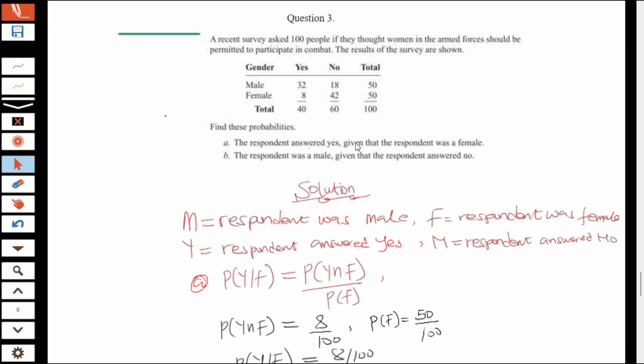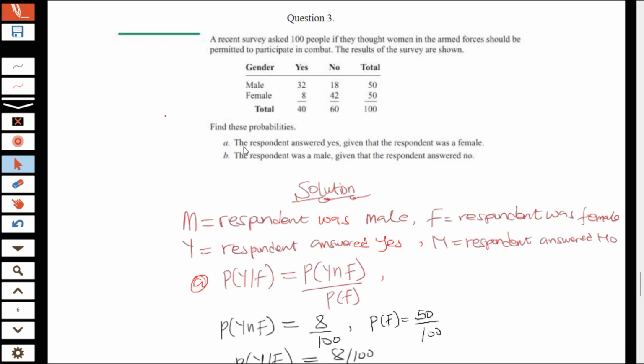The respondent answered yes, given that the respondent was a female. That's the first question. But first, we have to use letters to represent our statement for us to really appreciate what we are being asked to calculate. So here, our M represents that the respondent was a male, and the F, the respondent was a female. And for Y, the respondent answered yes, and the N, the respondent answered no. So these are the letters that we are going to use to make our calculation very simple.